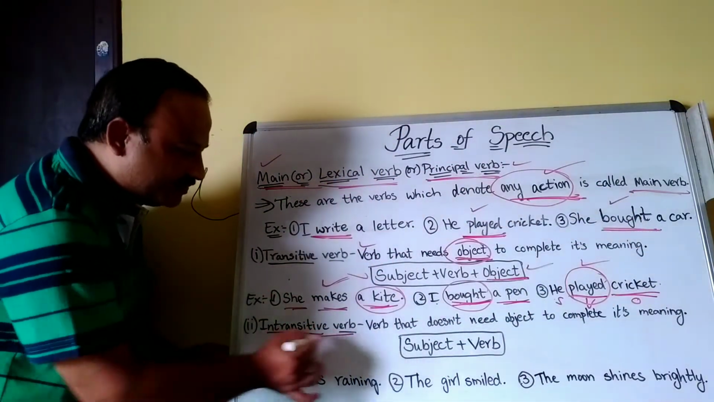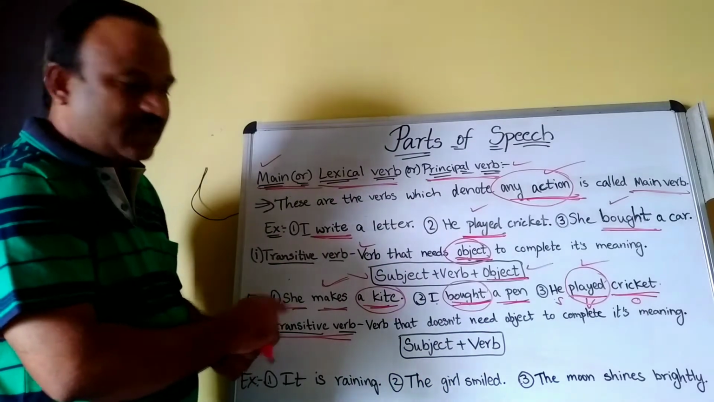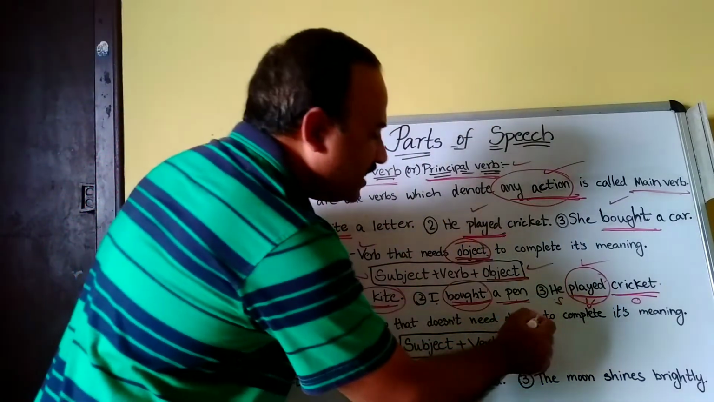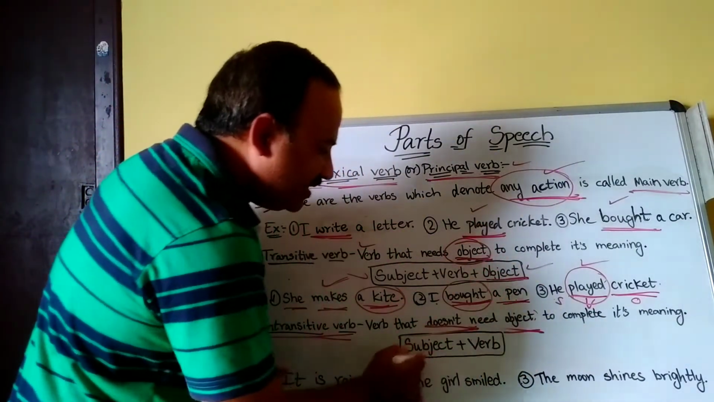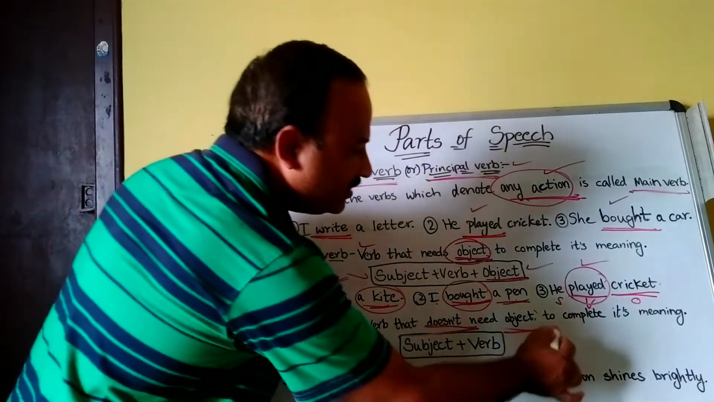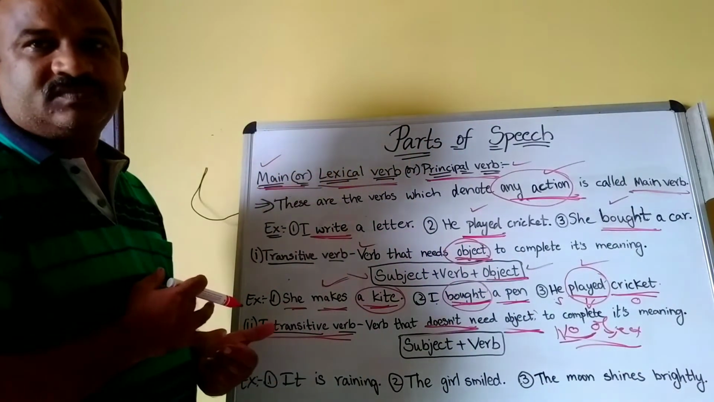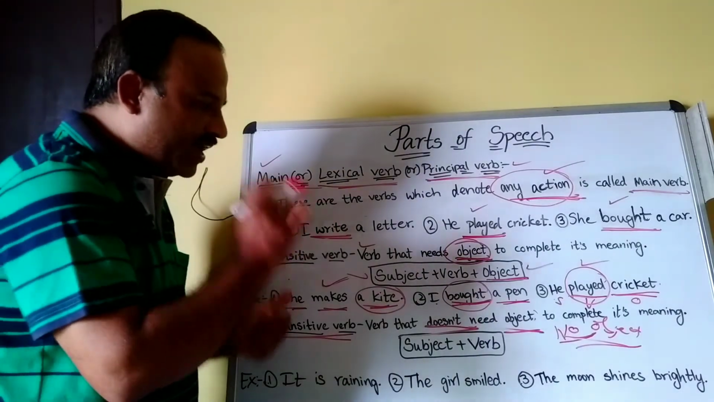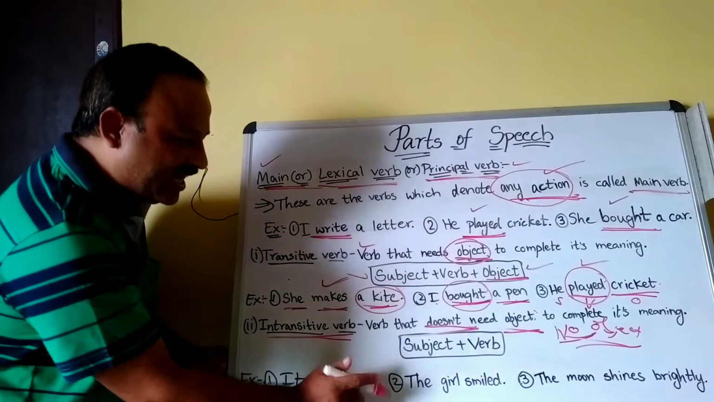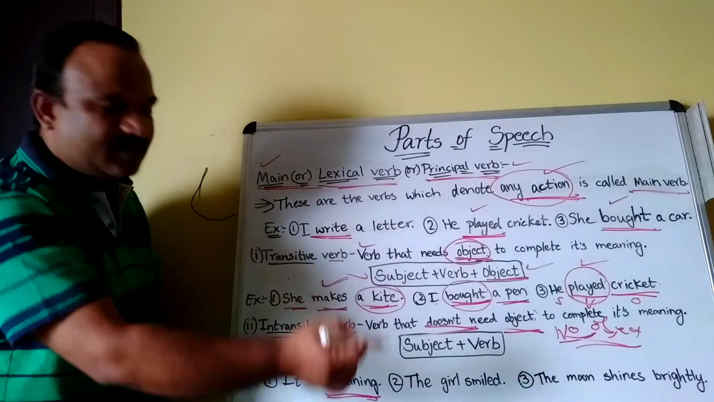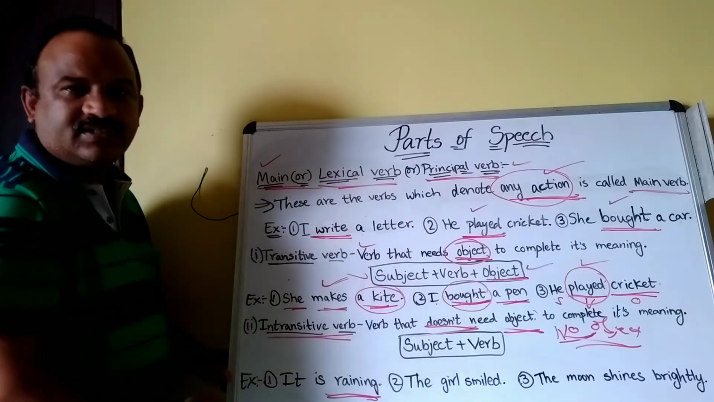Now the intransitive verb. It's quite the opposite. It is a verb that does not need an object. That means subject plus verb, that's all. No object. It is called an intransitive verb. The verb is not followed by an object. For example, it's raining. Because there is no object, only it's raining. That's all.